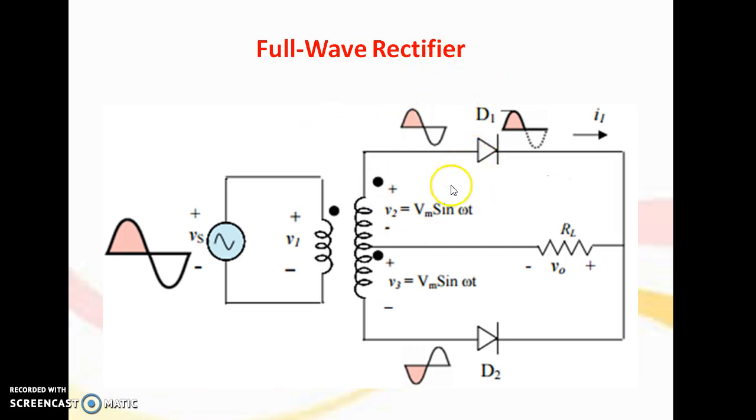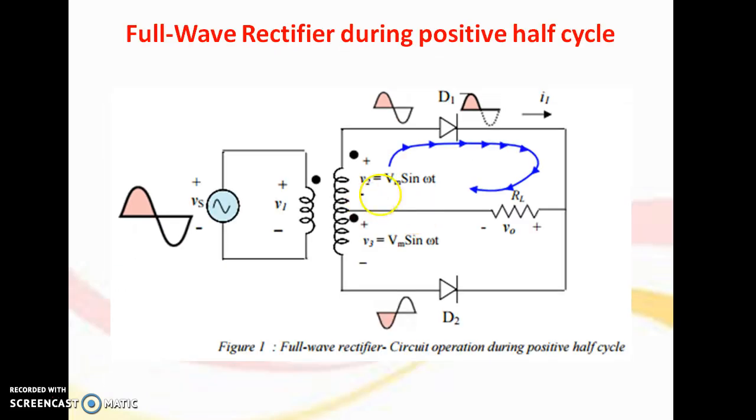Whenever the positive half cycle is there, the current will flow through the load from here to here, positive to negative direction. Now when D2 conducts, the current still flows in the same direction, so we will get the output current in the same direction. We can see it from the waveform like that.